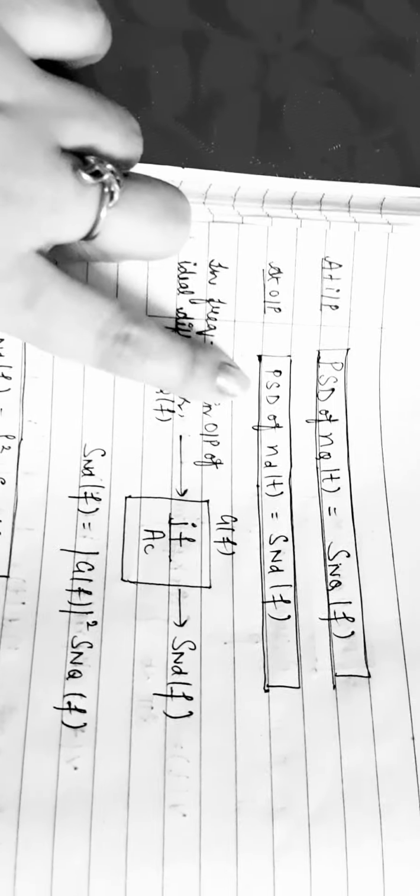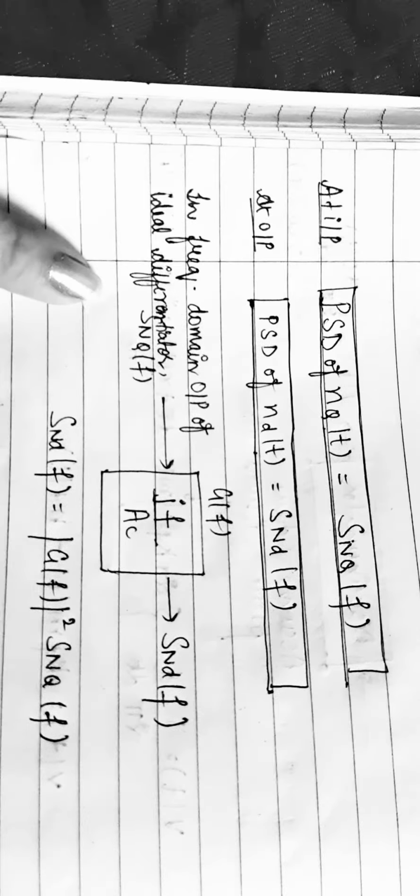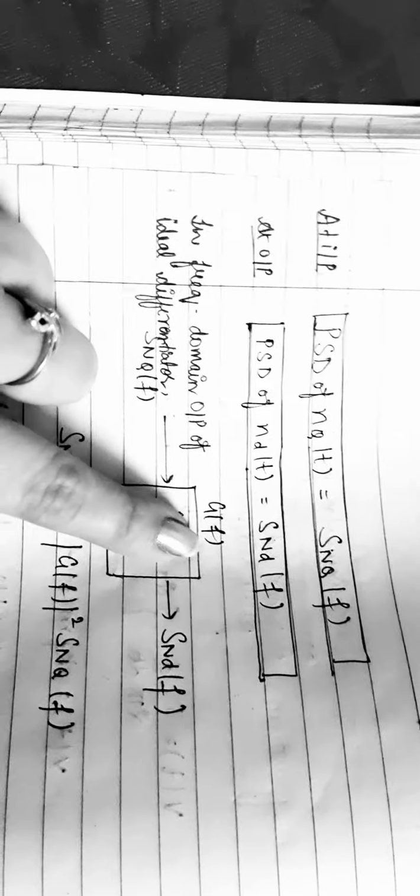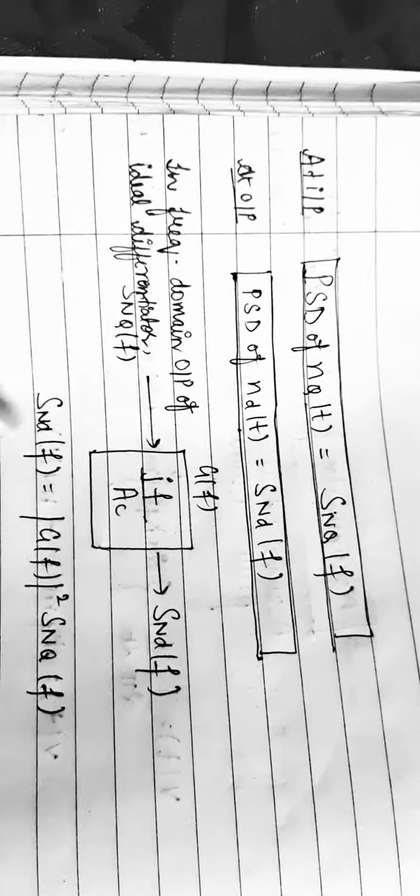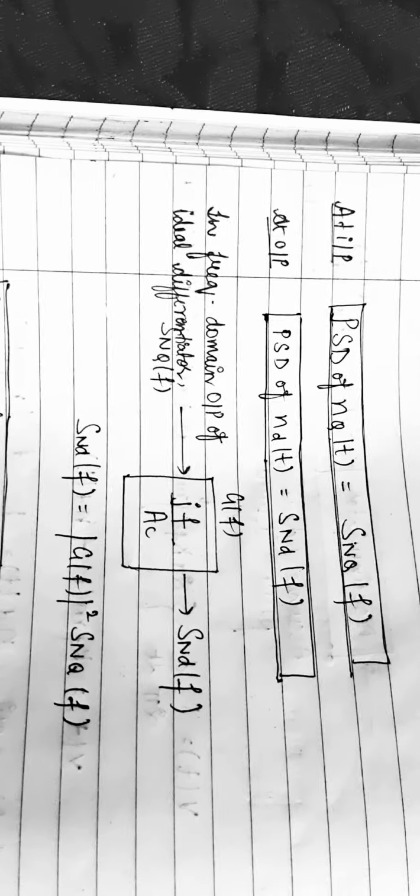Now here we can see the power spectral density of the quadrature noise component, that is n_q(t), is equal to S_nq(f), and the power spectral density at the output, n_d(t), is equal to S_nd(f). Now in the frequency domain, for the output of the ideal differentiator, this is your S_nq, it is passed through jf upon Ac, that is G(f), and here the output is S_nd(f). So your S_nd(f) will be equal to mod of G(f) squared into S_nq(f). So from here your S_nd(f) will be equal to f squared upon Ac squared into S_nq(f).